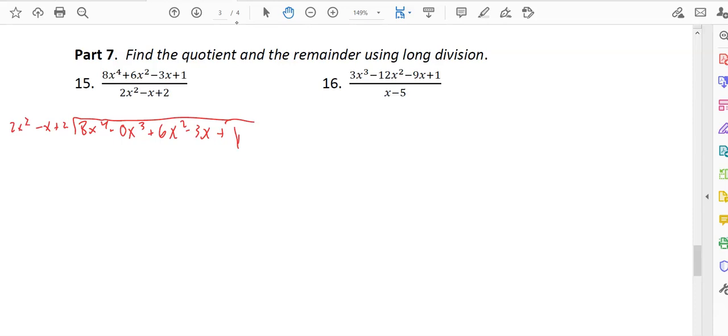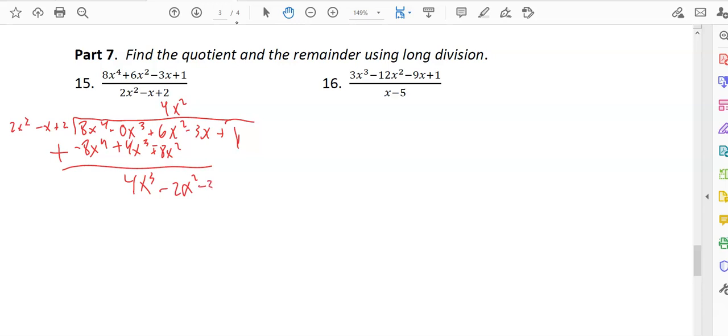So 2 times what is 8? That'd be 4x squared here. So 4x squared, 8x to the 4th. Minus 4 times negative x is minus 4x to the 3rd. And then plus 8x squared. But I'm subtracting everything there. So that's going to be subtracted, added, subtracted. So that's going to be positive 4x to the 3rd minus 2x squared.